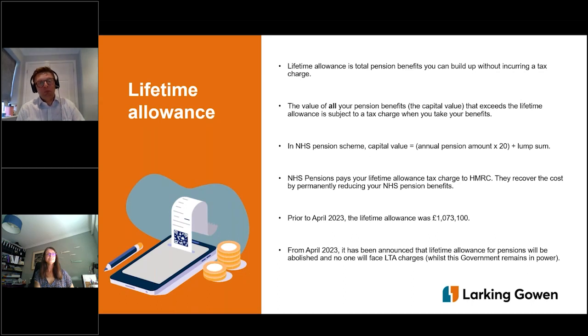The value of all your pension benefits, and that's the capital value. In this scenario, you'll see on the next line, it's the annual pension multiplied by 20, as opposed to 16, which you look at for annual allowance purposes. Multiplied by 20 plus lump sum if you're a 1995 pension scheme member. You have to look at all of the capital value, and then if there is an excess above the lifetime allowance which is in place at that particular point in time, there's a tax charge when you take your benefits.